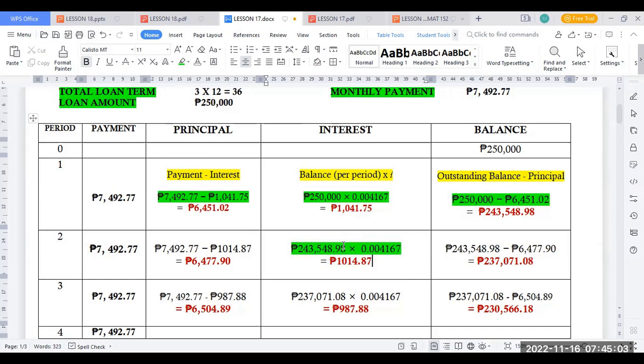That's the interest. Now, solve the principal. So, the principal, that's the payment, which is 7,492.77, minus the interest, okay, yung interest for period 2. That is 1,014.87. And that is equal to 6,477.90. And that is the principal for the period 2.